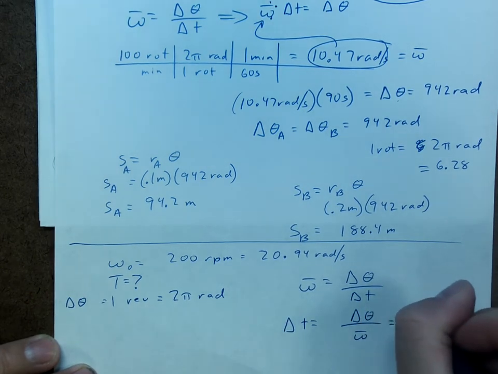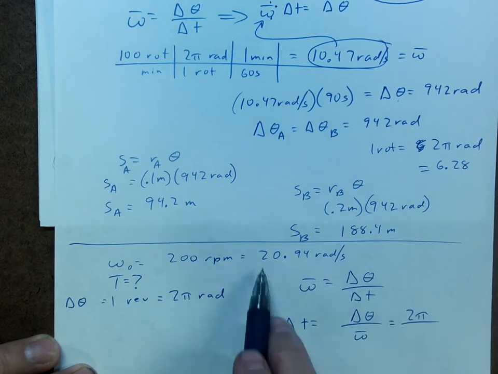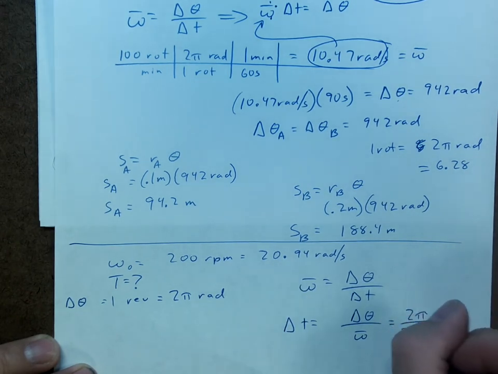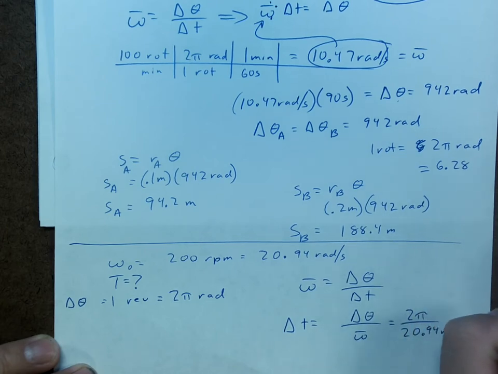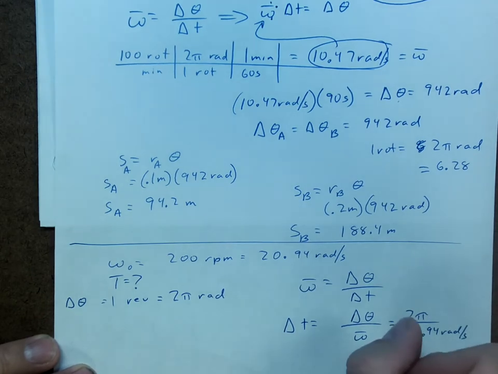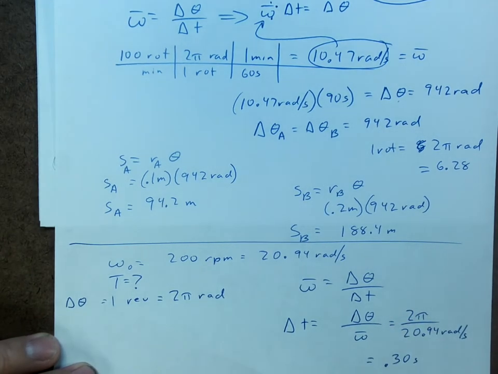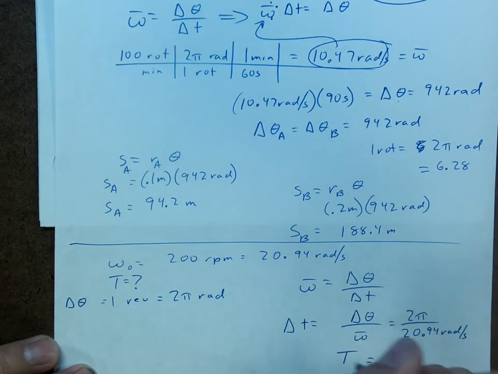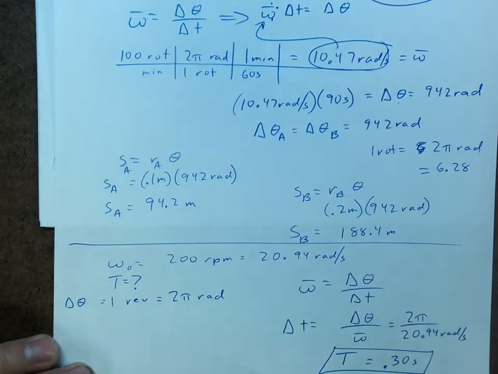So I can take 2 pi, and I can divide by omega, 20.94 radians per second. When I do the math, I get 0.30 seconds. And since that's the time to go around one time, we're going to call that the period. Okay, let's continue.